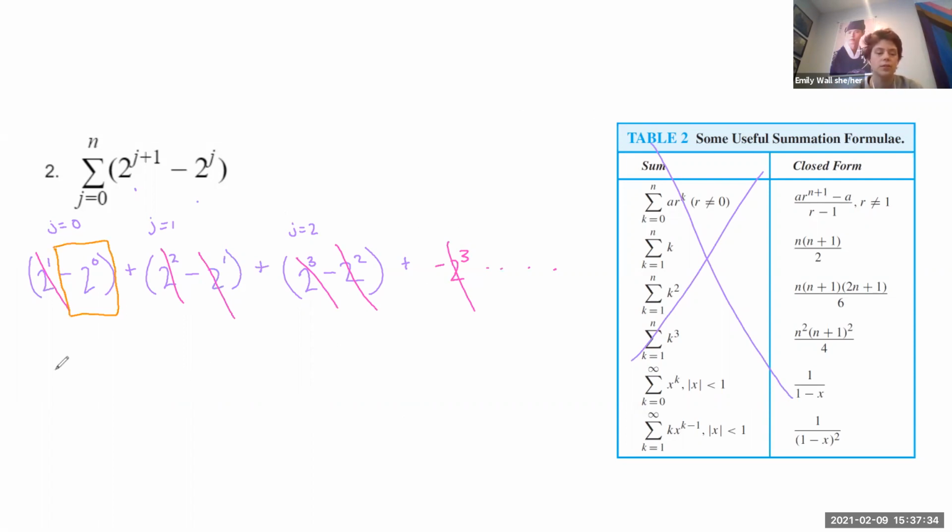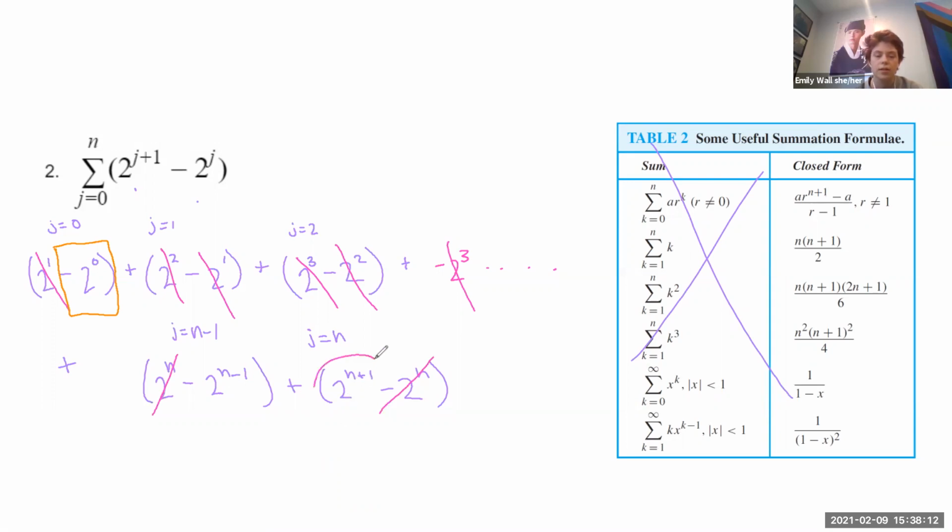And now let's see what's happening at the end of the summation when j starts to approach n. I'm going to start with j equals n minus 1, one term before we end. And so now we get 2 to the n minus 1 plus 1, also known as 2 to the n. And then we subtract 2 to the n minus 1. And then our last term, j equals n, we get 2 to the n plus 1 minus 2 to the n. Okay, what's canceling here? The 2 to the n and the negative 2 to the n cancel.